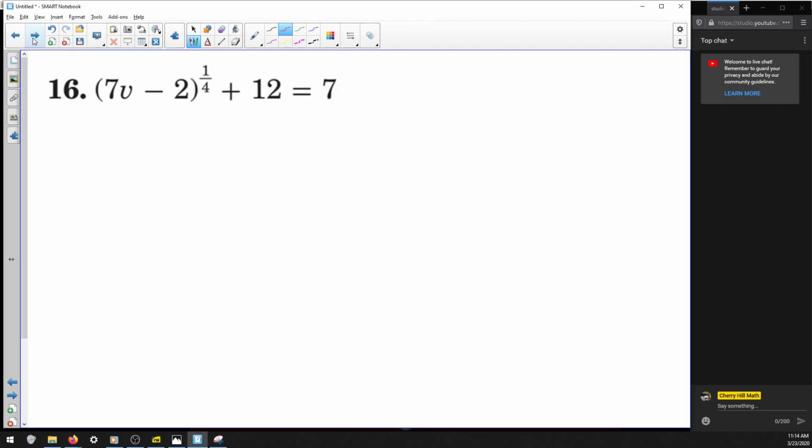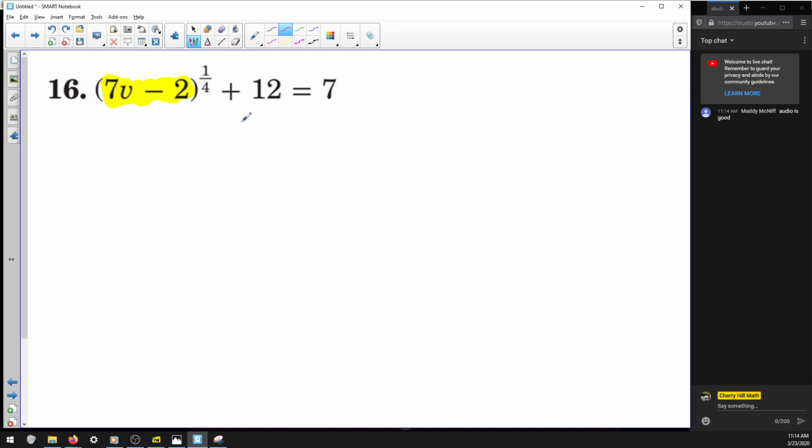Okay, here's problem 16, which is a little bit more involved. Actually, I'll say a lot more involved. This one's definitely more intense than the previous one. Okay, so the same idea with this one. I'm going to pull out my highlighter, okay, this whole expression is what's being raised to the 1/4 power. Okay, so if you notice, I did not highlight the plus 12. That is not a part of this expression.